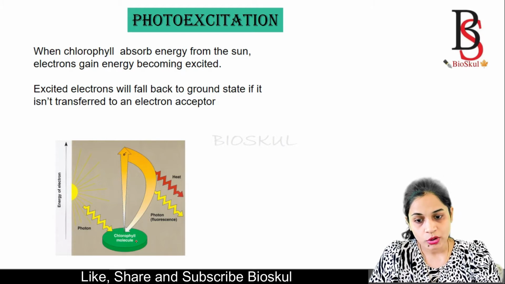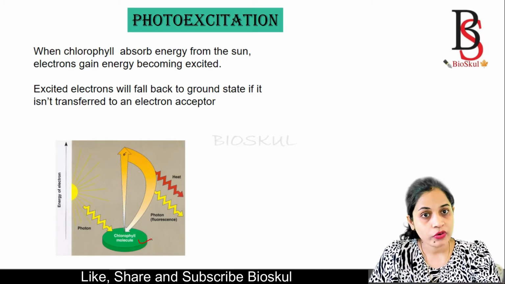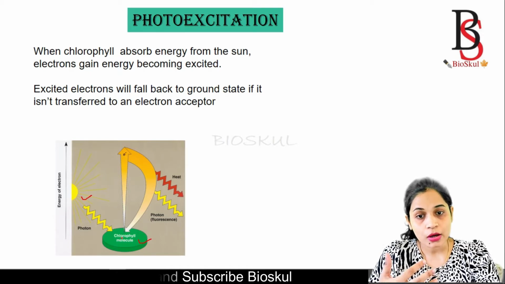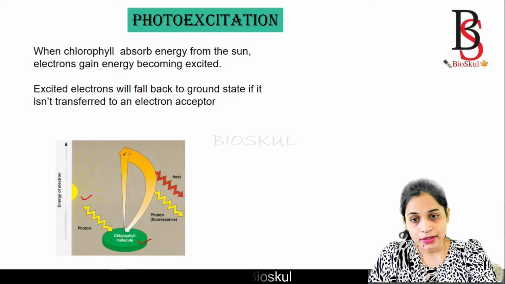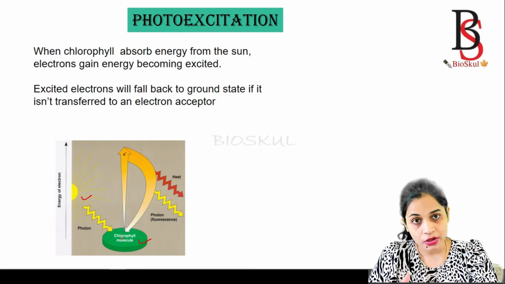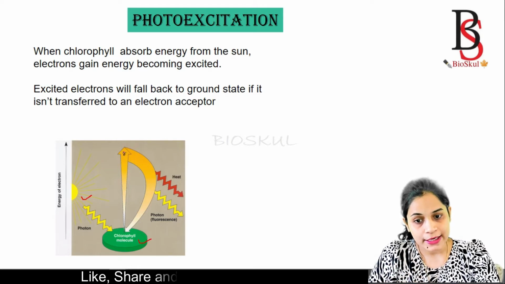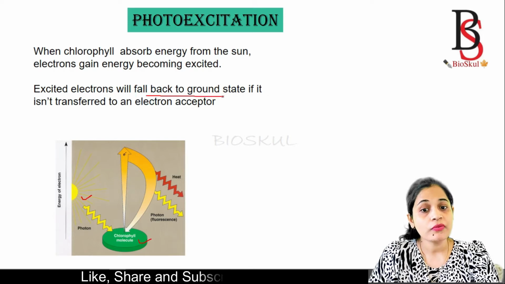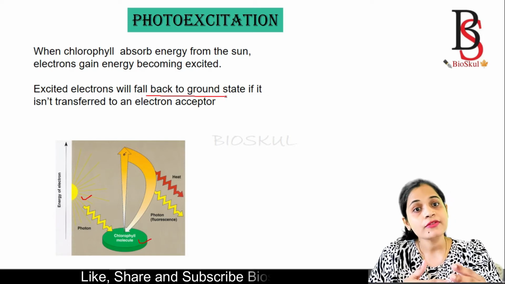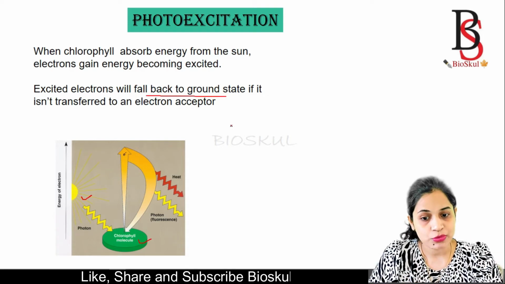So here in the diagram you can see that this is the chlorophyll molecule. When it gets the energy from the sun, or the photon, then what happens? This chlorophyll molecule gets excited. The chlorophyll molecule absorbs the energy, and the electron gains the energy and becomes excited. The excited electron will fall back to the ground state if there is no electron acceptor.